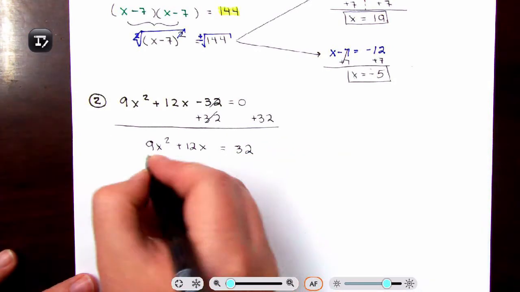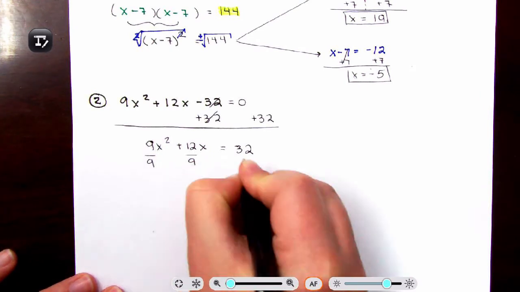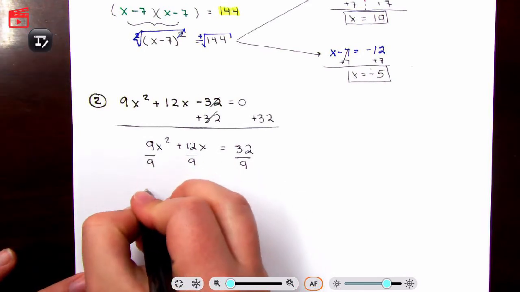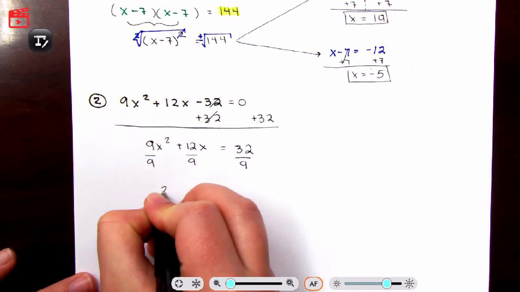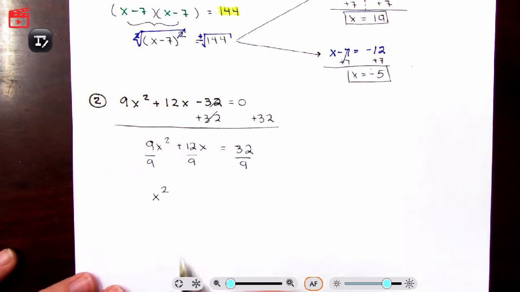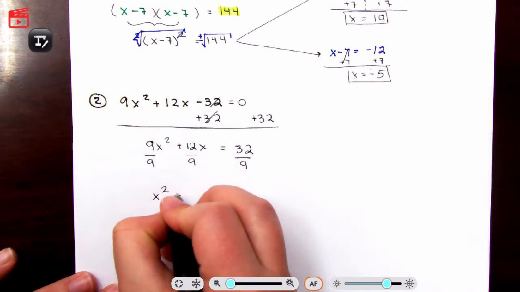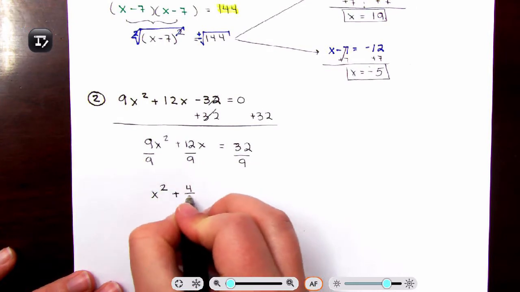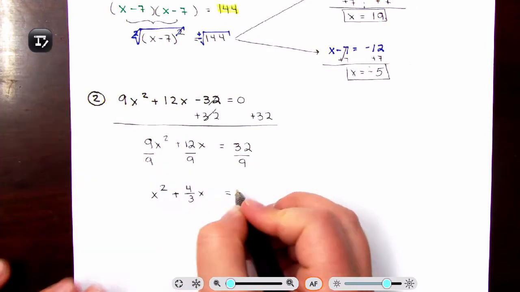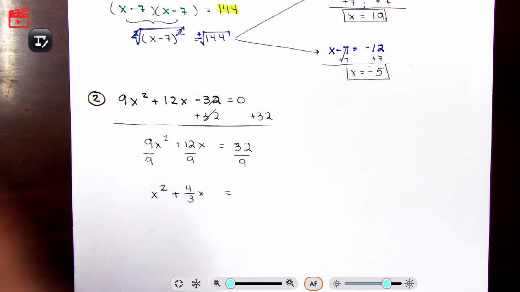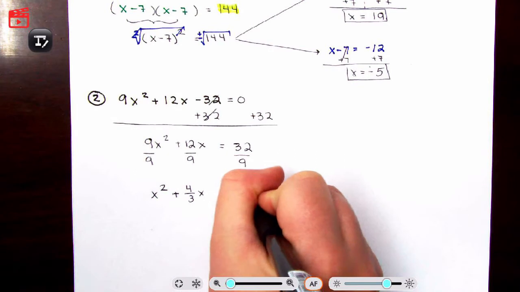Step number 3 is take your leading coefficient and divide by your leading coefficient. Since we do have a number here that is a perfect square, you're going to end up with fractions. Now, fractions are okay. They want to be loved as well. Just simplify those fractions here. So 3 goes into 12 4 times. 3 goes into 9 3 times. And 32 divided by 9 doesn't simplify, so we have 32 ninths here.